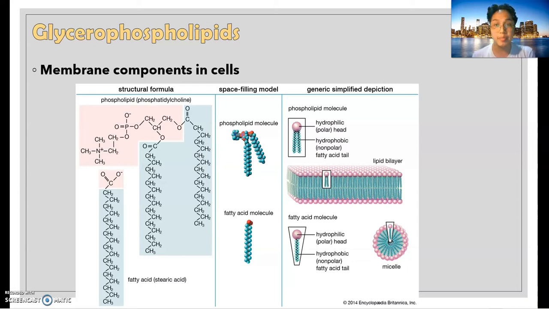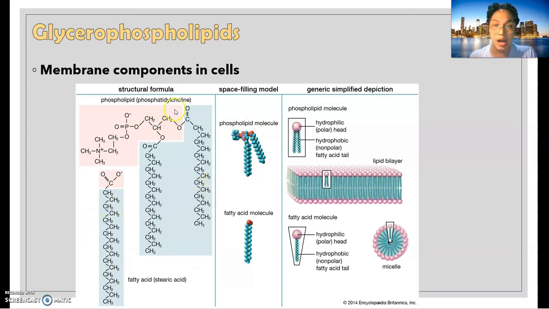Remember that lipids or fatty acids are amphipathic molecules. So why did the glycerophospholipid become amphipathic? Because of that phosphate group, the head became more polar, and now there are two non-polar tails. So you have a polar part and a non-polar part. That's why it's also amphipathic.